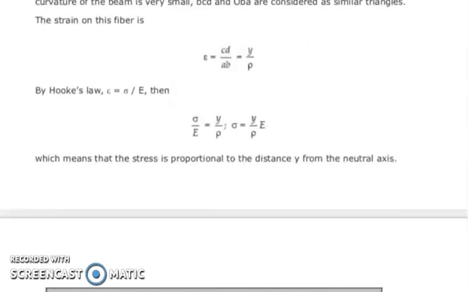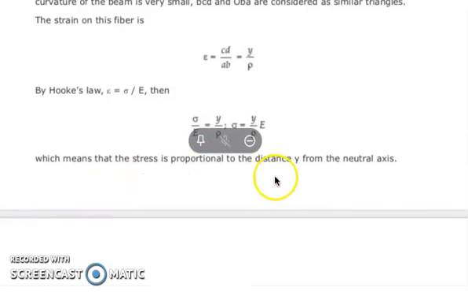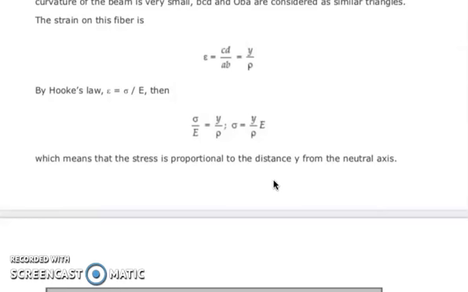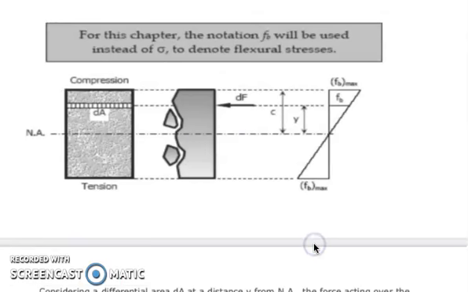By Hooke's law, strain is equal to stress over E, or stress sigma over E, the modulus of elasticity. So you have this relationship: sigma over E is equal to y over rho, therefore our stress is equal to y over rho times E. Which means that the stress is proportional to the distance y from the neutral axis. Take note that in this chapter, the notation f sub b will be used instead of sigma to denote our flexural stress.